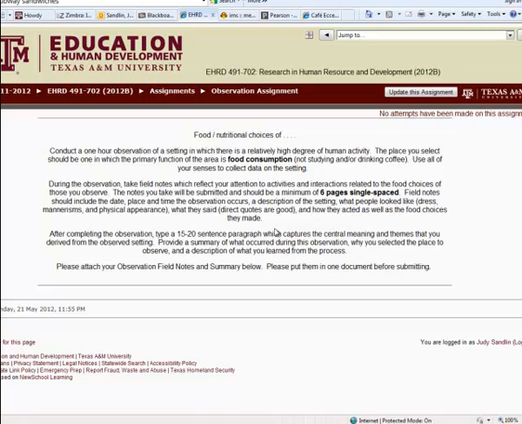When you submit this document, you're going to submit your field notes, and to really be exhaustive, they have to be, I would say, a minimum of 6 pages single spaced. If in an hour you don't write 6 pages single spaced, you probably are not, again, at the right place at the right time.